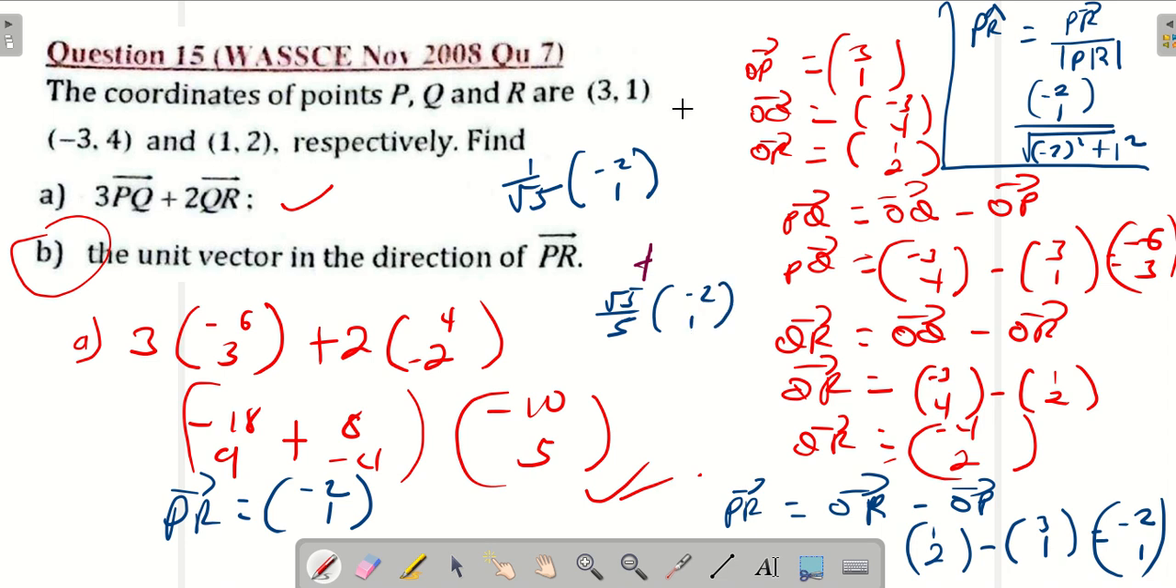Good. So you can expand. When you expand, you are going to get -2 root 5 on 5, and we have root 5 on 5 as the vector. So that's the unit vector. If you find its magnitude right now, you get 1. You can try. So that's it.